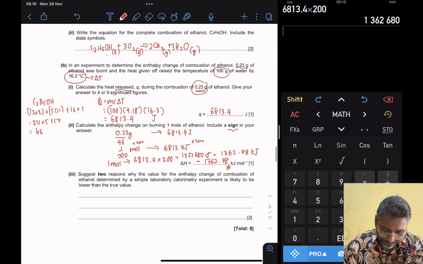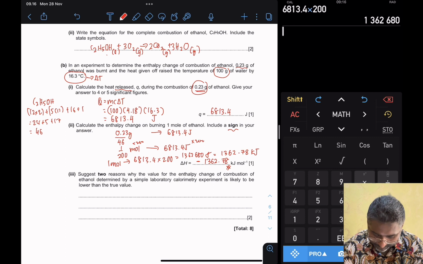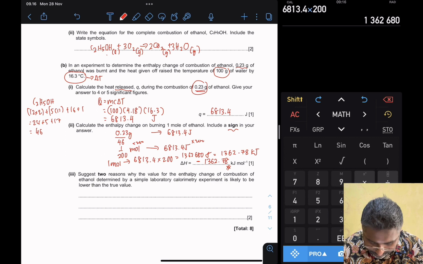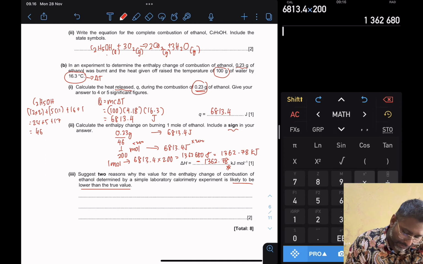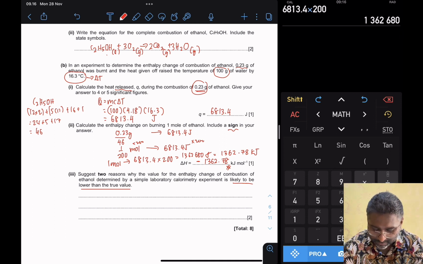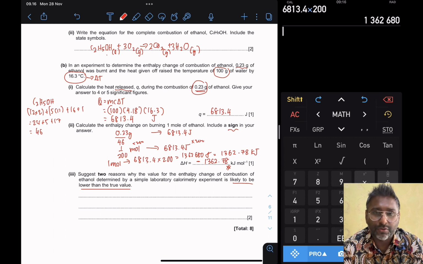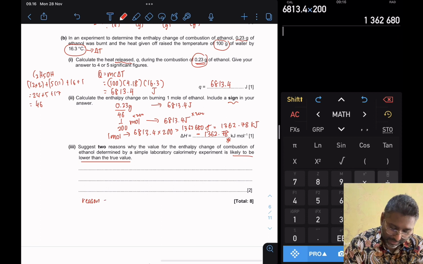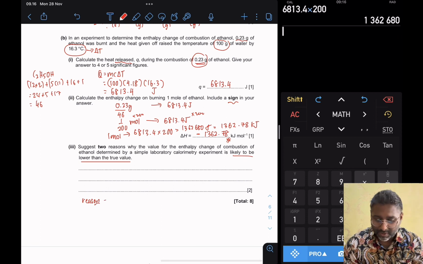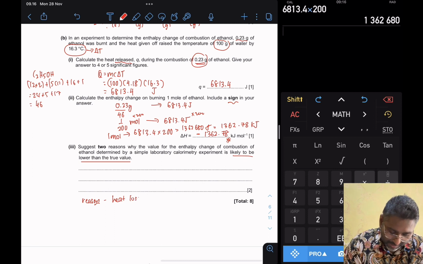Now, suggest 2 reasons why the value of enthalpy change of combustion of ethanol determined by a simple laboratory calorimetry experiment is likely lower than the true value. Most of the time when you do this enthalpy change of combustion using the simple laboratory experiment, it is lower than the actual true value. There might be many reasons. One of the main reasons is that there is going to be heat loss to the environment.